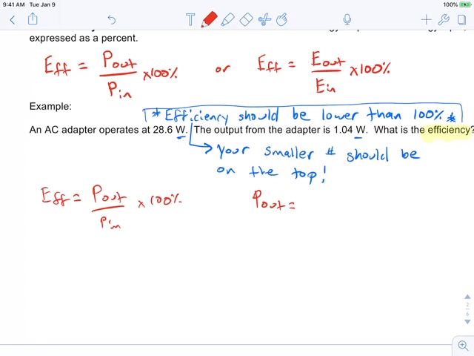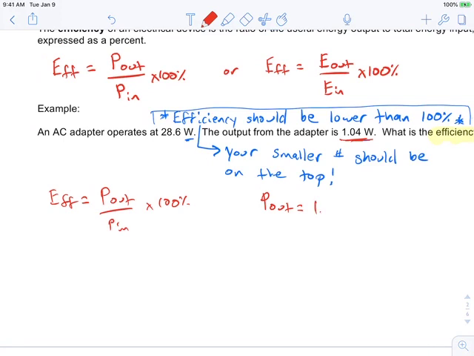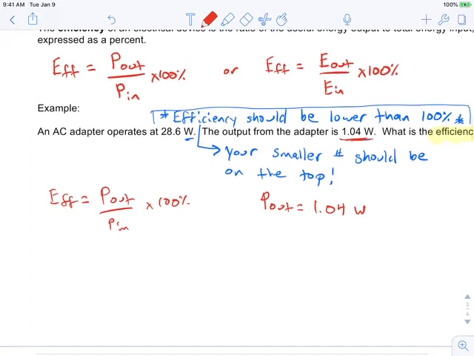Our P out: it says our output is 1.04, so that's going to be our P out, 1.04 watts. Our P in is going to be 28.6. Here in the blue, I said your smaller number should be on the top. That's always going to be your output. Your output will always be smaller than your input. If you can remember that, you're going to be in great shape here.